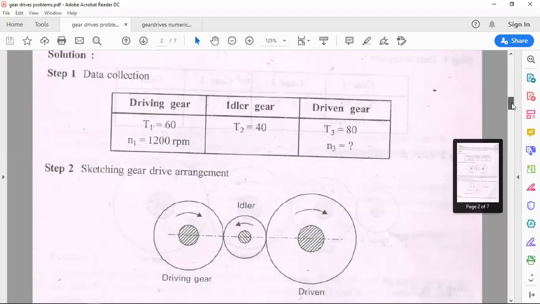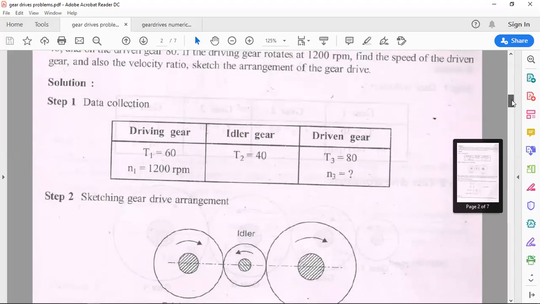See the diagram. Here this is called the driving gear, the second gear, and the third gear. The driving gear transmits the speed to the idler gear, and then the idler gear to the driven gear. So here there are 1, 2, 3 gears. The driving gear is denoted as 1, the idle gear is 2, and the driven gear is 3.